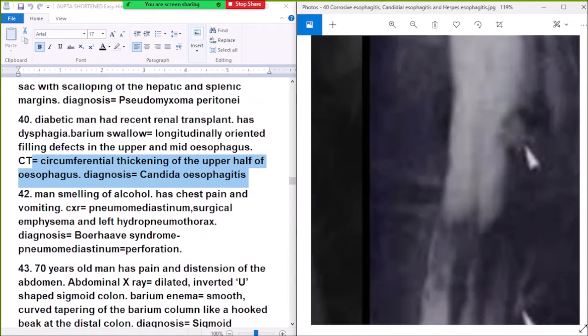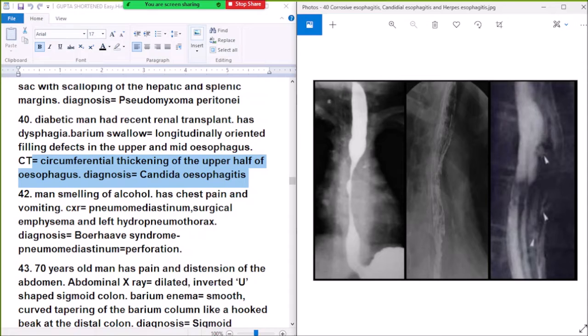The superficial ulcers are seen in herpes esophagitis, superficial or shallow ulcers. And corrosive esophagitis shows smooth narrowing in part of the middle esophagus.